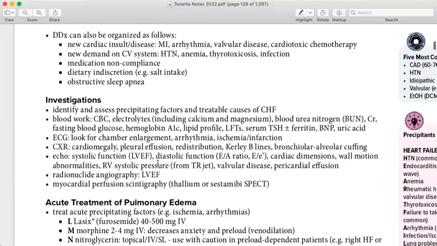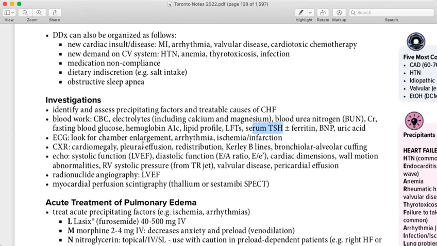Investigation. So the most important thing is investigation. What are you going to do and how are you going to identify? As I told you, you need to know the X-ray of cardiac heart failure as well. It's important. Then identify and assess the precipitating factor. What is the cause of it? Then treatable cause of congestive heart failure. Do that one first. Then go with the blood work, CBC, electrolytes, blood urea, and creatinine, both are important. Then fasting blood glucose, hemoglobin A1C, lipid profile, LFT, serum TSH level. TSH level is important. You cannot miss this one because it can lead toward obesity and can be a cause of it. Then ferritin, then BNP and uric acid.